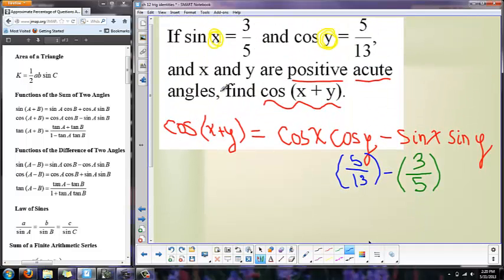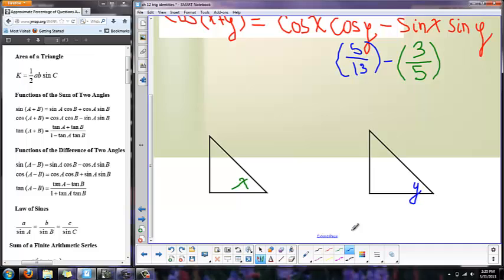So we know that the sine of x is 3/5. The sine is opposite over hypotenuse, so opposite over hypotenuse is 3/5. We're going to use that triangle to figure out what the adjacent side is so that we can plug this in for the cosine of x, because cosine is adjacent over hypotenuse. So this is going to be something over 5.